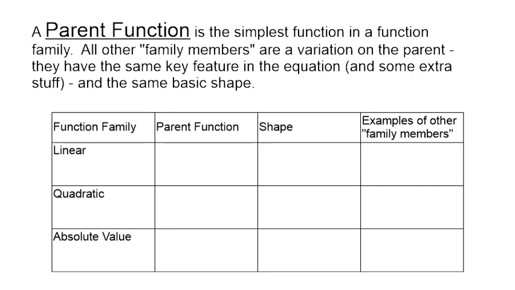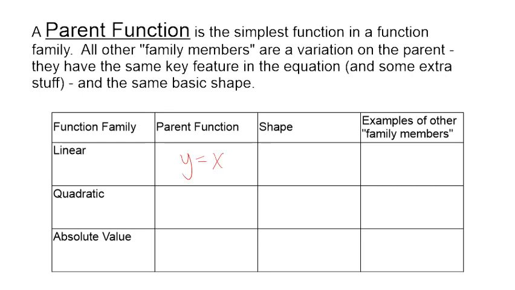So a parent function is the simplest form of a function in a function family. All the other family members are variations of the parent. So they all have the same key feature, and they all have the same general shape as well. So linear functions, for example, the parent function would be y equals x.